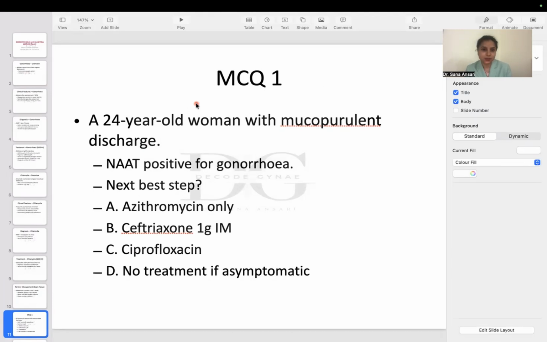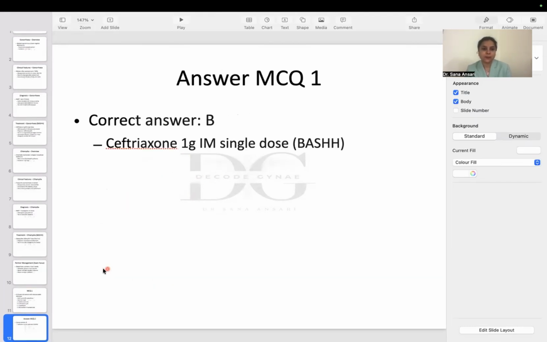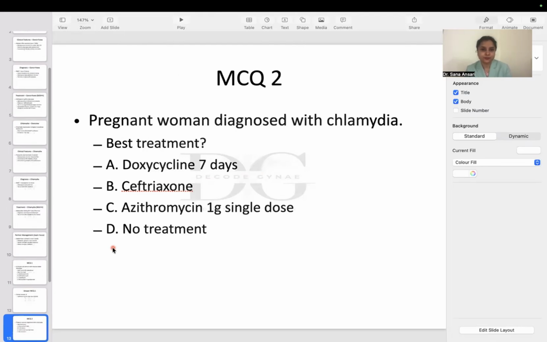Let's practice some MCQs. A 24-year woman with mucopurulent discharge. Nucleic acid amplification test is positive for gonorrhea. The next best step is azithro, ceftriaxone, cipro, or no treatment. Which options will you choose? So for gonorrhea, the treatment of choice is B, ceftriaxone, 1 gram IM single dose.